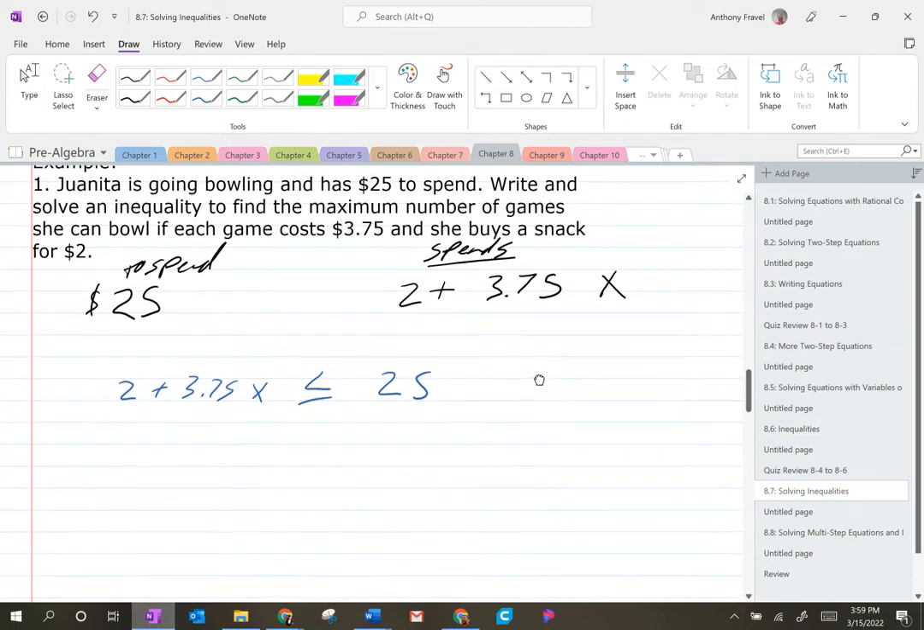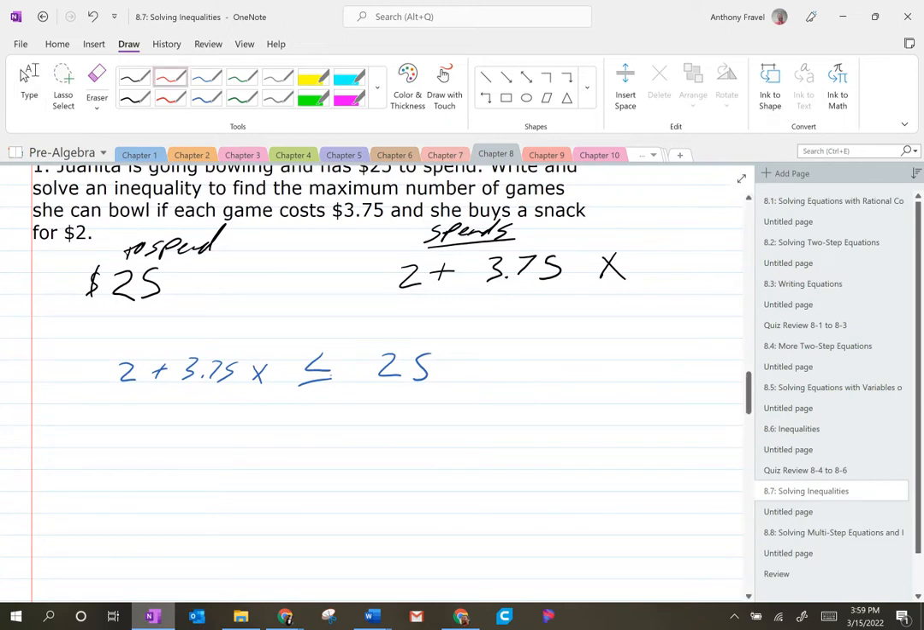So if I have a problem like this, just like what we have done before, we're going to draw that line right down the middle there. And now I'm going to balance this stuff out. I'm going to do the stuff that's not the letter X first. This one has a positive 2. The opposite of positive 2 is minus 2. And then I'm left with $3.75 X. This symbol is not going to change, less than or equal to. 25 minus 2 is going to be 23.